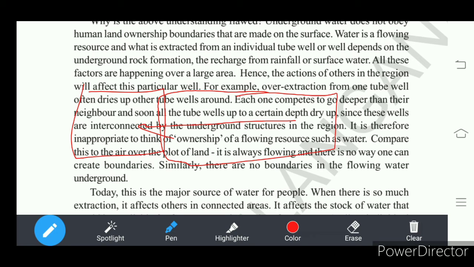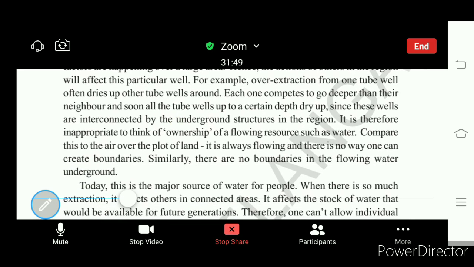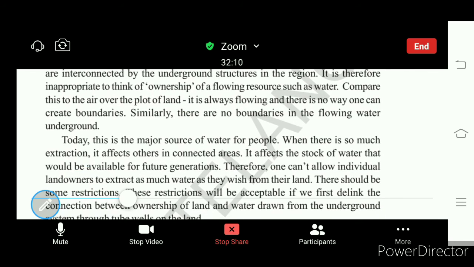Because the wind which is blowing cannot obey the law we made on the land. Understand? Land is constant. So it is what to call an inappropriate law, comparing that with the air over a plot of land. Understand? So water is a flowing resource, so it moves from one place to another place, and it does not obey the law which is made on the land. Understand? And it is a major source for the people.